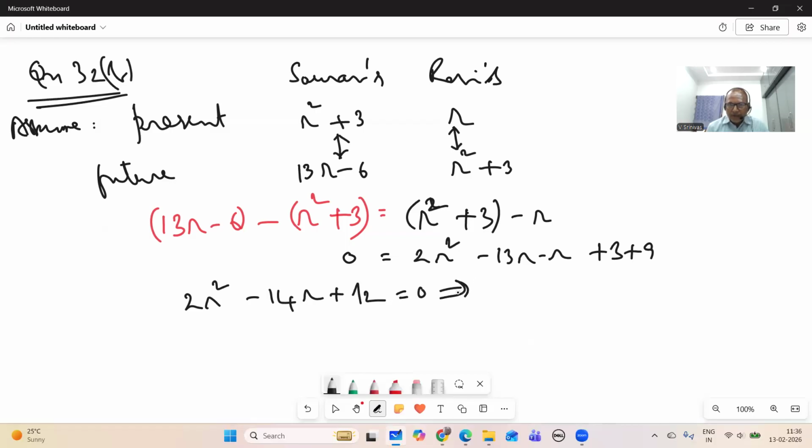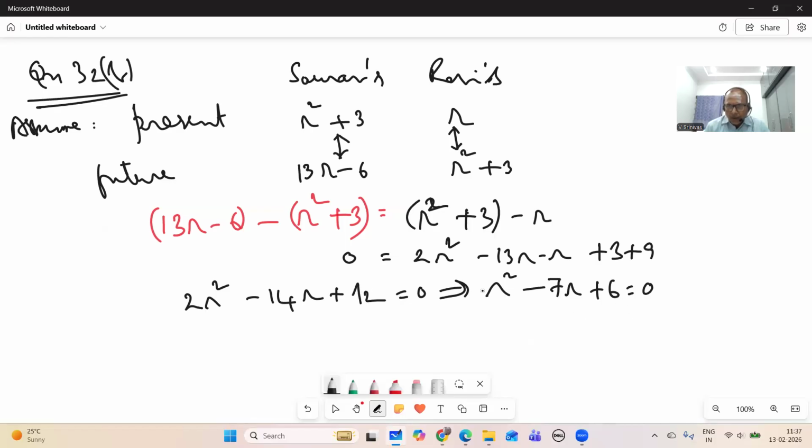And in this, we can cancel 2 throughout. These coefficients become multiples of 2. We can cancel 2 throughout being non-zero. That gives us r square minus 7r plus 6 is equal to 0. We divide throughout by 2 being non-zero, so this gets cut off. This becomes minus 7 and 12 by 2 is 6.